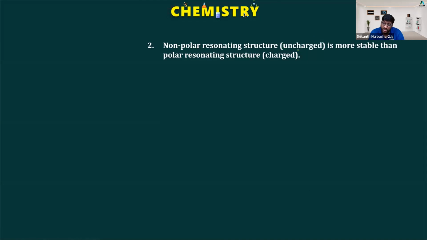Non-polar resonating structure means uncharged. That is more stable than the polar, or charged, resonating structure. Like if you have CH2 double bond CHCl, and you try to write the resonating structure, pi electron density and the lone pair. Pi lone pair conjugation: from the lone pair towards the pi electron density, movement occurs. So the lone pair of electrons on chlorine come into the pi electron density, and subsequently move away, generating CH2 minus CH double bond Cl plus.